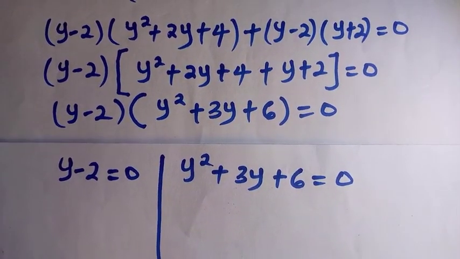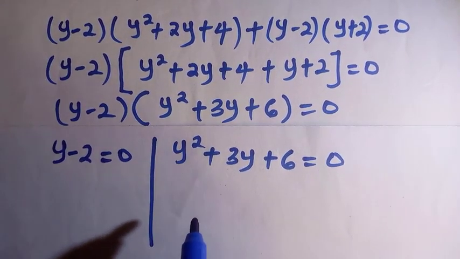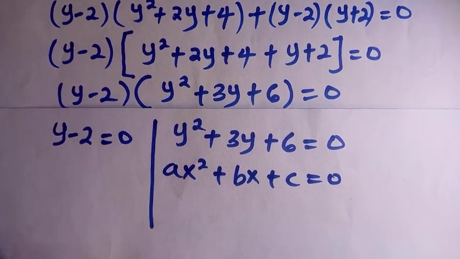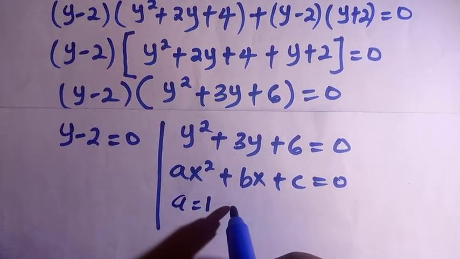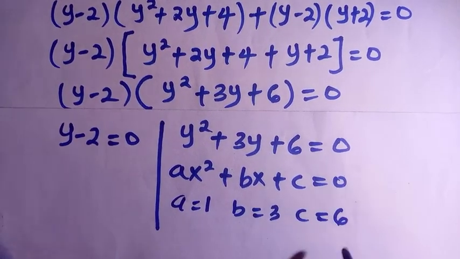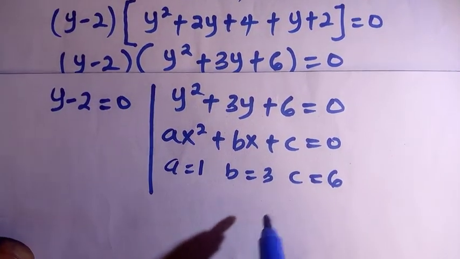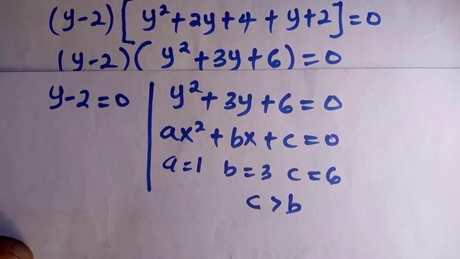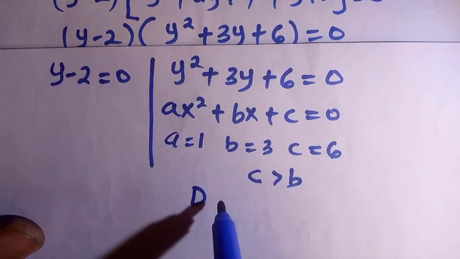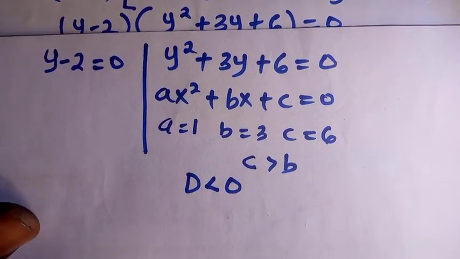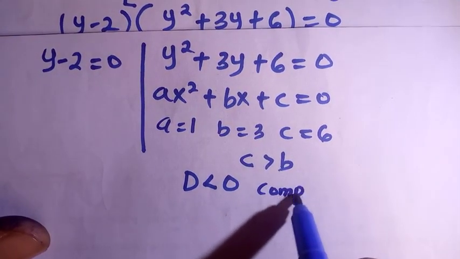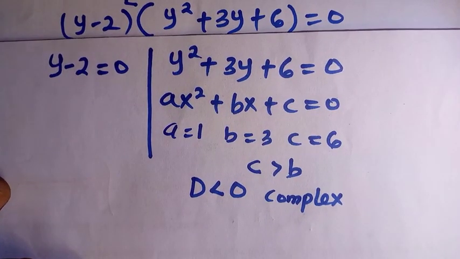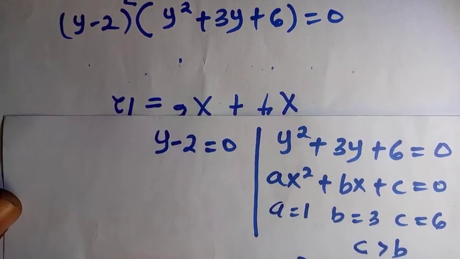Okay, let's deal with the second one first. We know that the first one is 2. This follows the quadratic formula ax raised to the power 2 plus bx plus c equal to 0. Should I go on to solve this? No, I will not solve it, because here a equals 1, b equals 3, and c equals 6. Whenever the value of c here is greater than b, we should know that the discriminant is going to be negative. If the discriminant is negative, that is, the value is less than 0, we get complex roots. We don't need those, because x here is a member of the real numbers. So therefore I will cancel this, and I will deal with the first one.